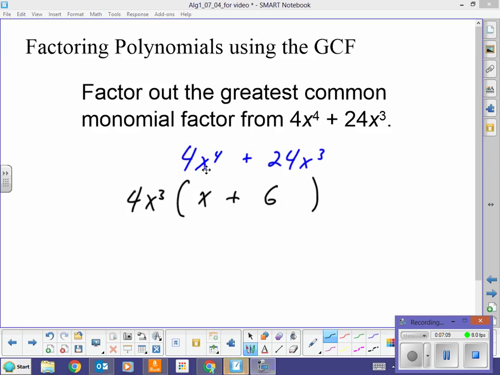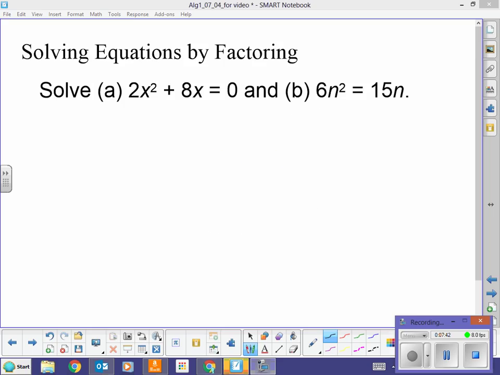Also, when you have an example like x to the fourth, x to the third, where you have the same base and different exponents, the greatest common factor is always going to be the one with the smallest exponent on it. X to the third is my greatest common factor, because again, x to the fourth is just x to the third times x. So the one with the smallest exponent becomes my greatest common factor. Okay, so this is the factored form of this. So how are we going to use that?